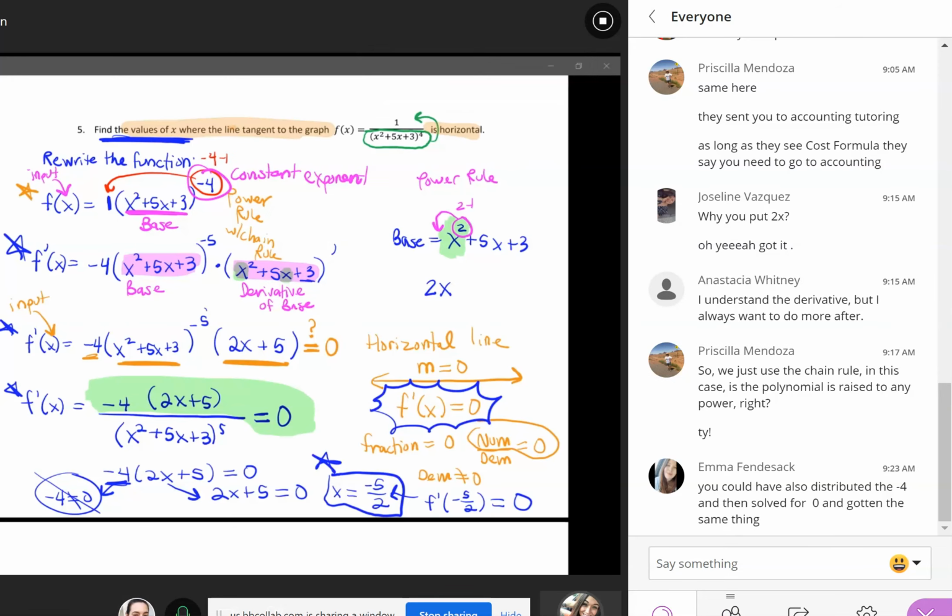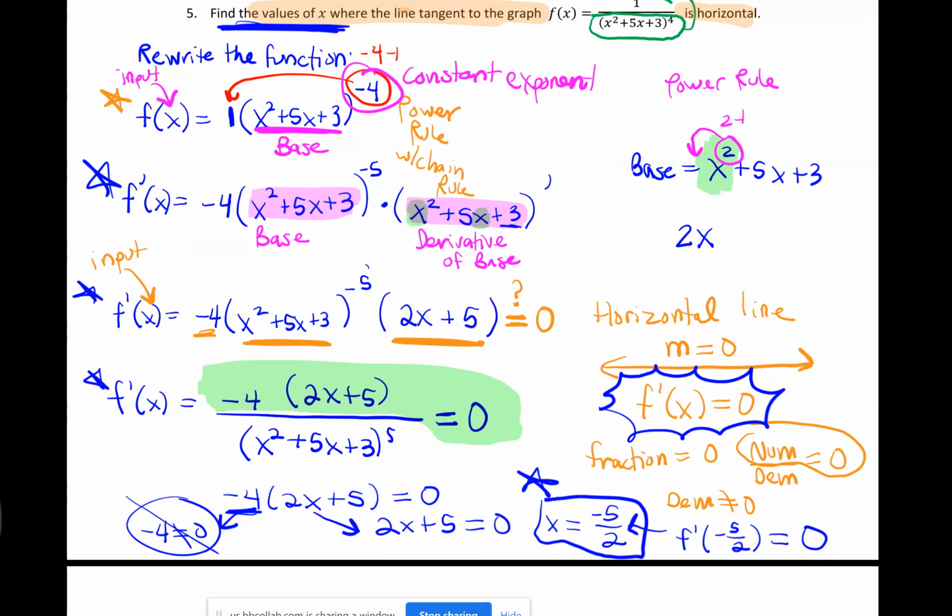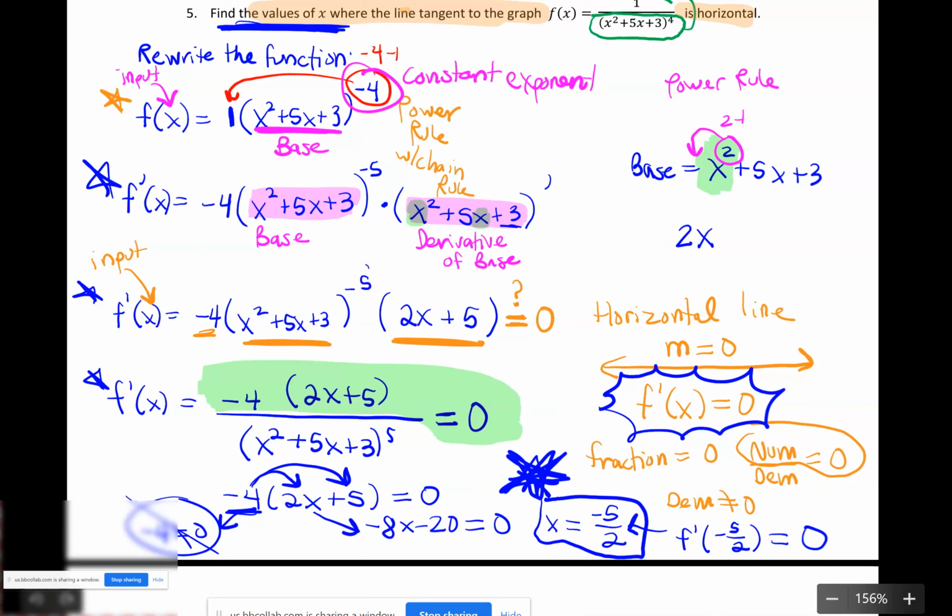Yes, so you could have distributed the -4 inside the binomial and just solved it algebraically, and that would work. Her question was, could I have distributed the -4 in there? The answer is yes. Then you would have gotten -8x minus 20, and if you then solved it, 20 divided by -8 would still reduce to this exact same fraction.